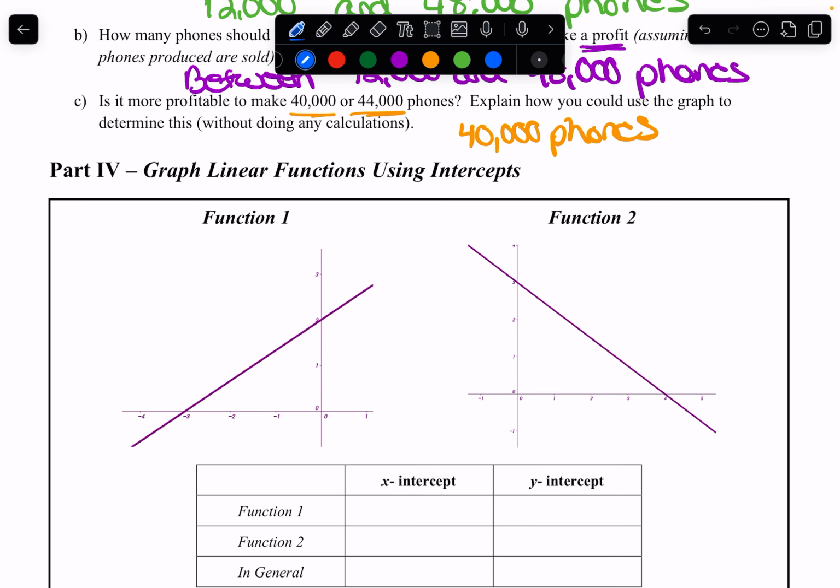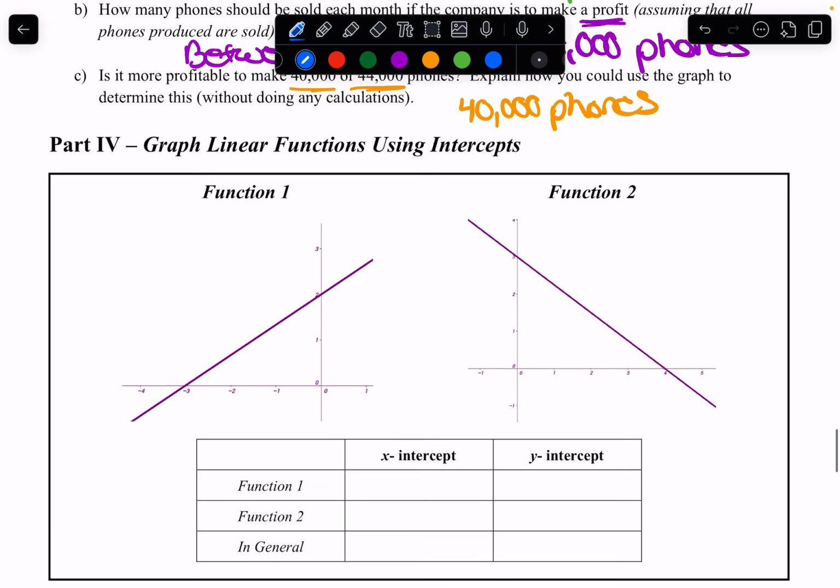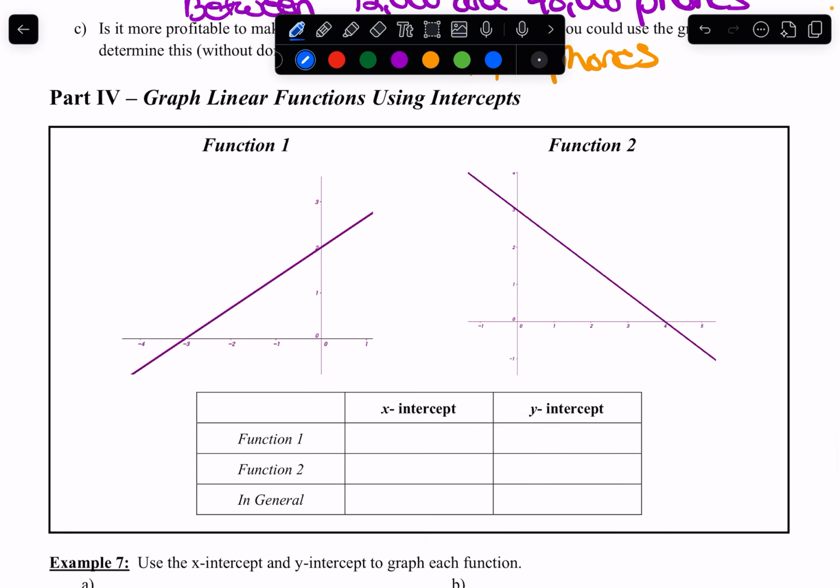Next, we're going to look at graphing linear functions using intercepts. Let's look at function one's x-intercept. Where does it cross the x-axis? It's right here. That is the point (-3, 0). Let's look at function two's x-intercept. Right here is the point (4, 0).